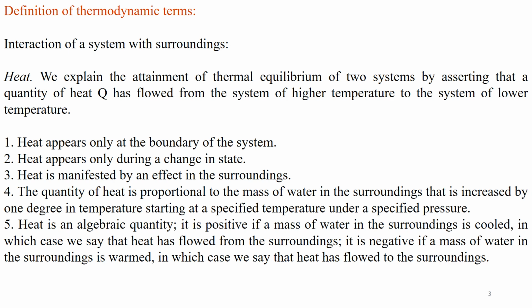Number 5, which is most important, is that heat is an algebraic quantity. It means if in a process or in a series of processes we first see that heat is released by the system and eventually heat is absorbed by the system, we can take the difference and ask how much net heat is absorbed or released by the system, which means we can add or subtract the amount of heat released or absorbed. So mathematically, heat is an algebraic quantity.